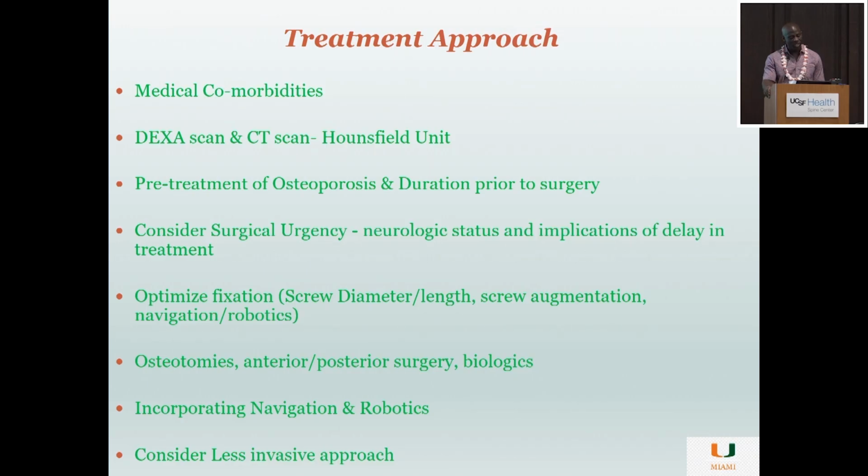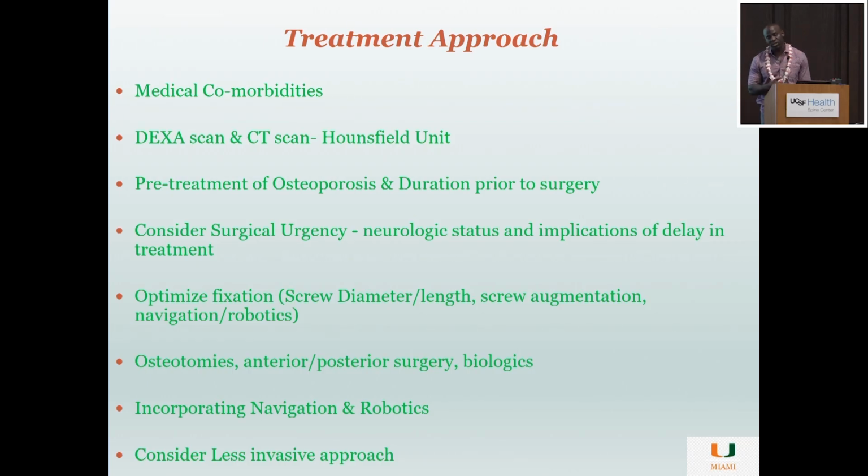Pre-treatment: I mentioned duration of treatment for osteoporosis. What's the urgency for surgery? Some of these patients come in with a neurologic problem, like impending spinal cord injury or severe radiculopathy, and difficulty with activities of daily living and difficulty with their function. How do I optimize fixation? How do I decide the surgical approach?